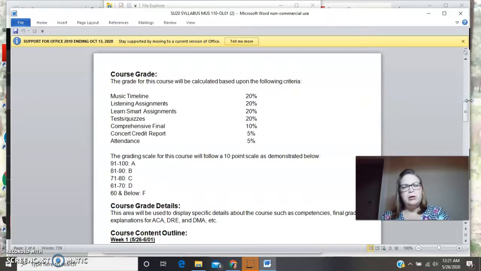The way that our course is being divided up as far as your assessment, you will be asked to make a music timeline, which will be 20% of your grade. And your listening assignments that we just looked at are 20% of your grade. Your Learn Smart assignments are 20%. Your tests and quizzes are 20%. That's the bulk. As you can tell, it's all kind of equally dispersed. Your final is 10%. And then you have a concert credit report that's worth 5%, as well as your attendance.